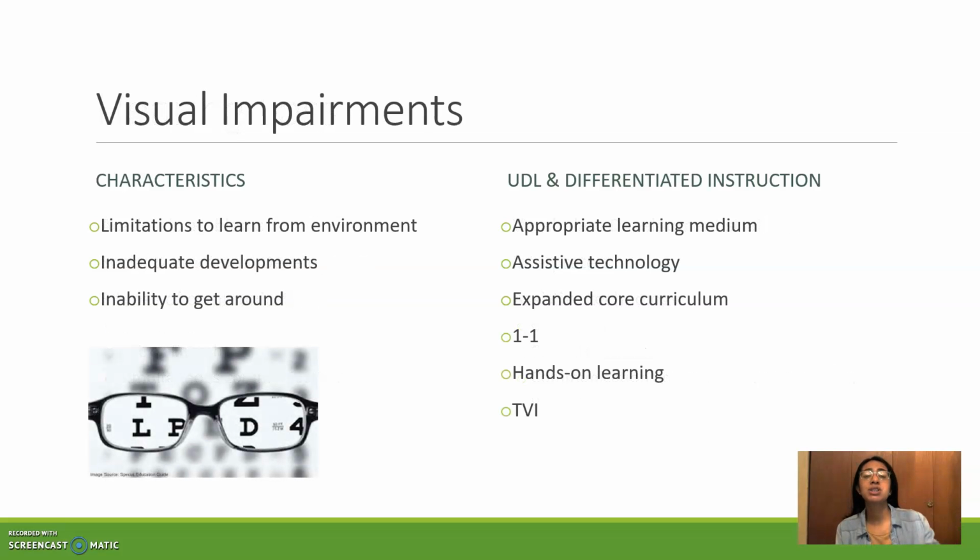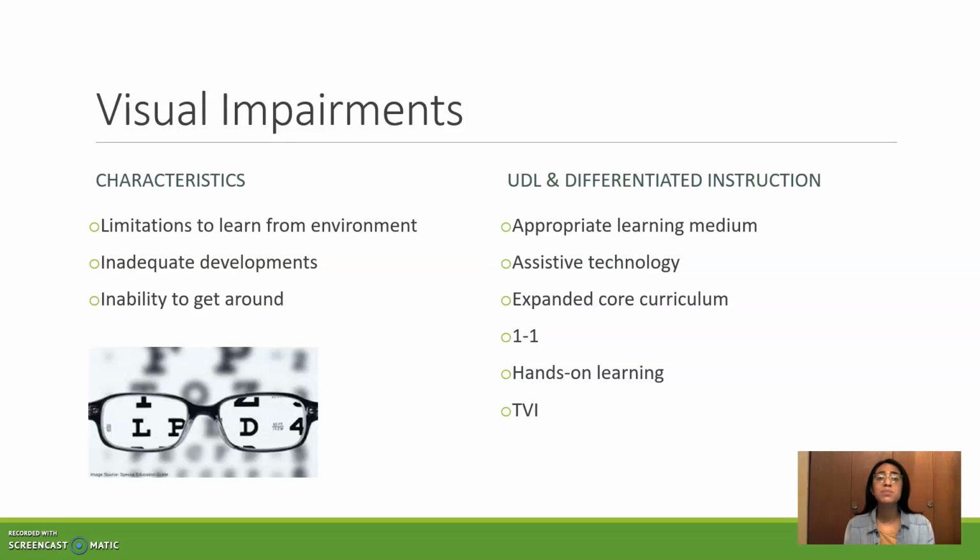Visual impairments are limitations to learn from the environment, and they have inadequate development because of that. We grow up seeing things and learning that way, but people that are blind can't, so they are not able to learn as fast as we are, and they also have difficulties getting around new places that they don't know. To help with that, we have to make sure we select the appropriate learning medium, which is either print or Braille. If it's print, we can use assistive technologies such as magnifying devices or enlarging images.